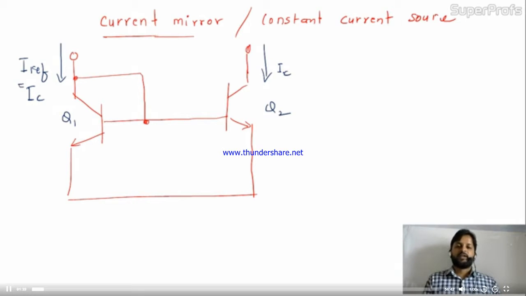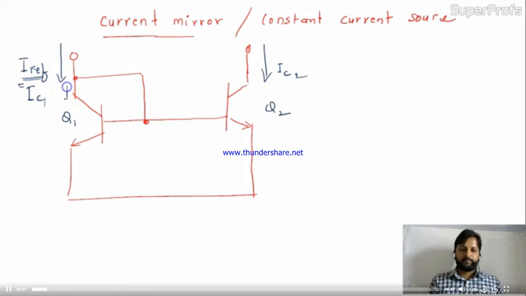Is it okay, friends? So two BJTs are connected in this way, Q1 and Q2, and the base is common for both of them, or the base is connected at a single point. So the collector current IC1 is equal to IC2 in this case. How is it possible? Let's just see it.